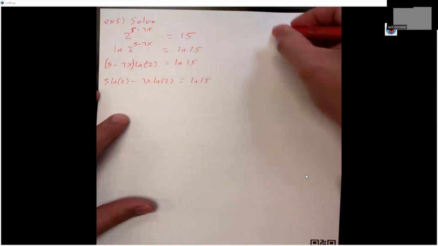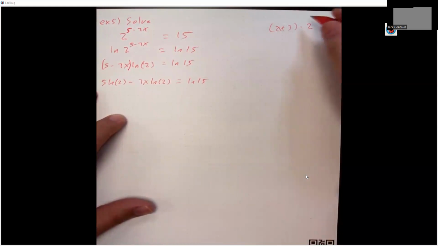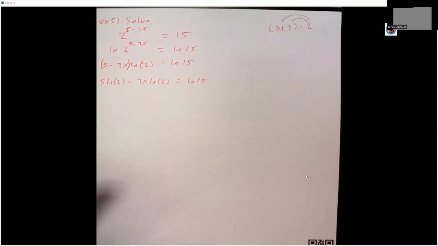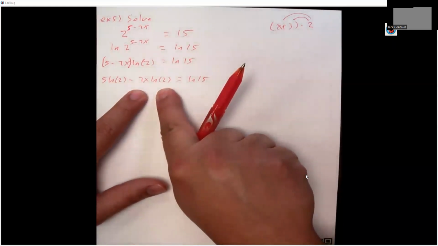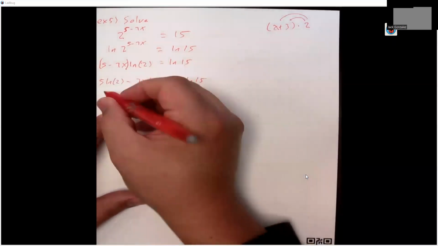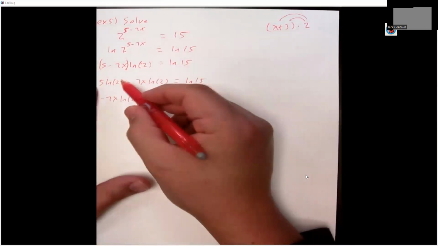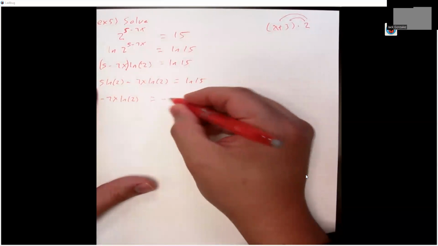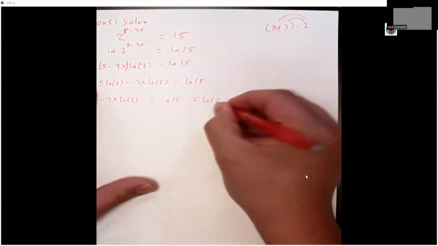Like if you had, I don't know, x plus 3, and there's a 2 out here, you would distribute the 2. It's just on the right side. Usually we see it on the left. So if that bothers you, just remember it's the same thing. Anyway, once you're here, isolate the x part. Move everything else to the other side. So I'm going to subtract 5 ln2 on both sides, which will give me ln15 minus 5 ln2.